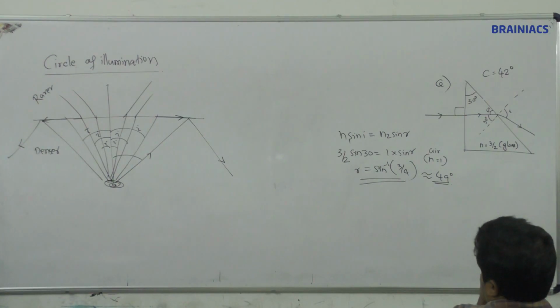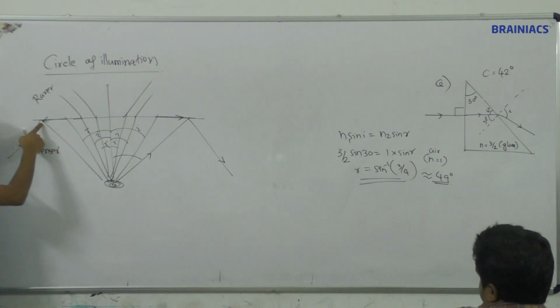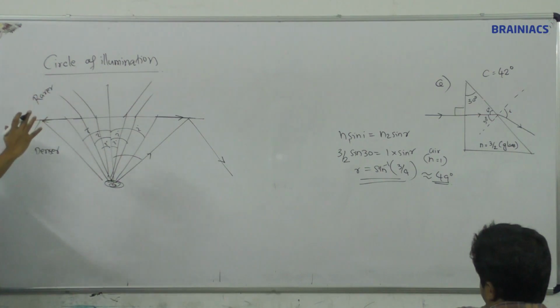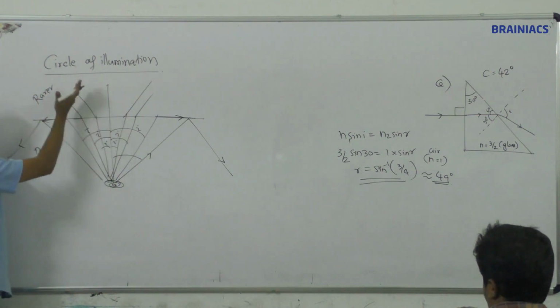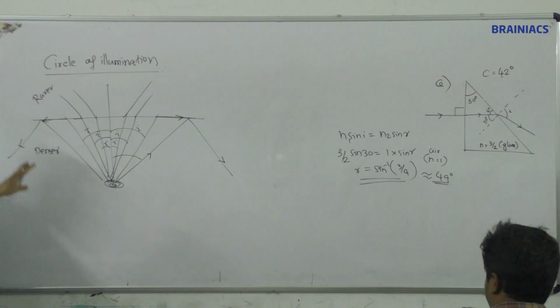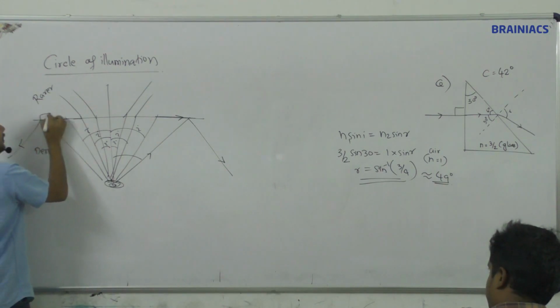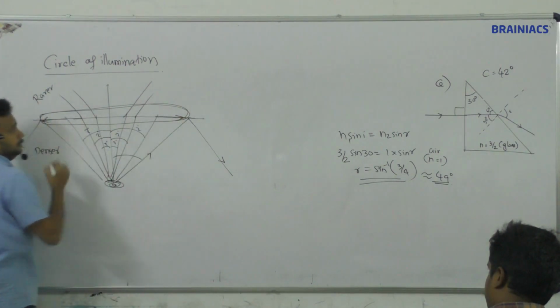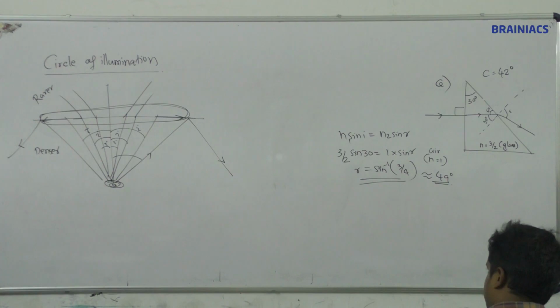Up to what range can you see the light? Up to where the first reflection occurs. Refraction means the light is transmitting to air, and that means you can see it. If the light is inside the water only, you can't see it. So this is the area at which you can see the light. This is like a circular area.